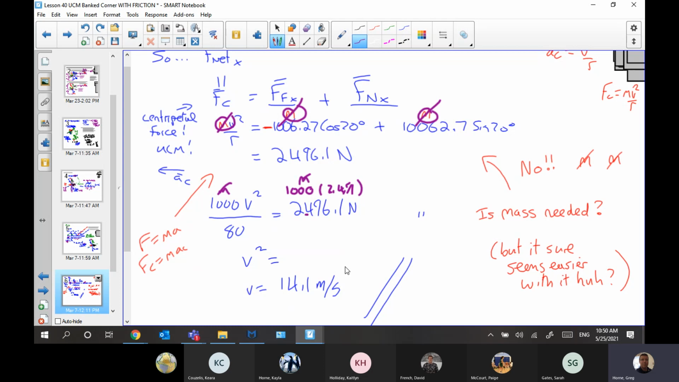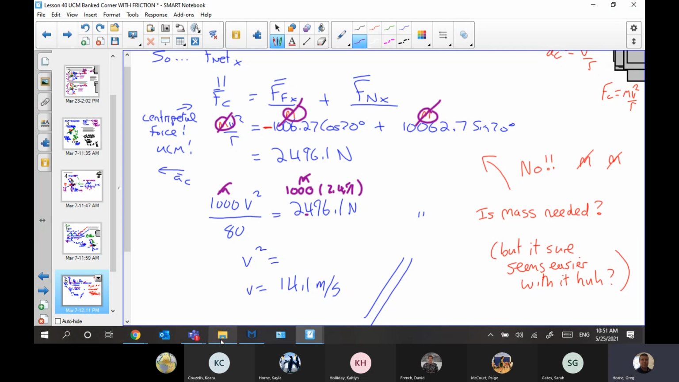I don't know why I have that, it doesn't probably really need to be there, but it's the context of what we're doing here. But anyways, so that is the minimum speed.